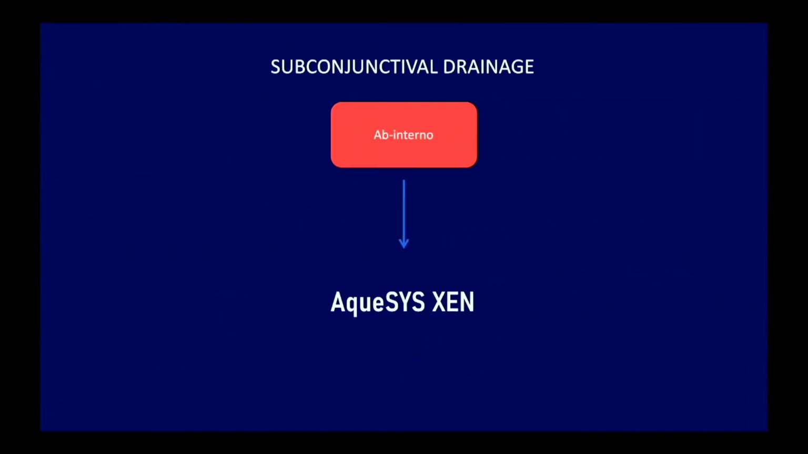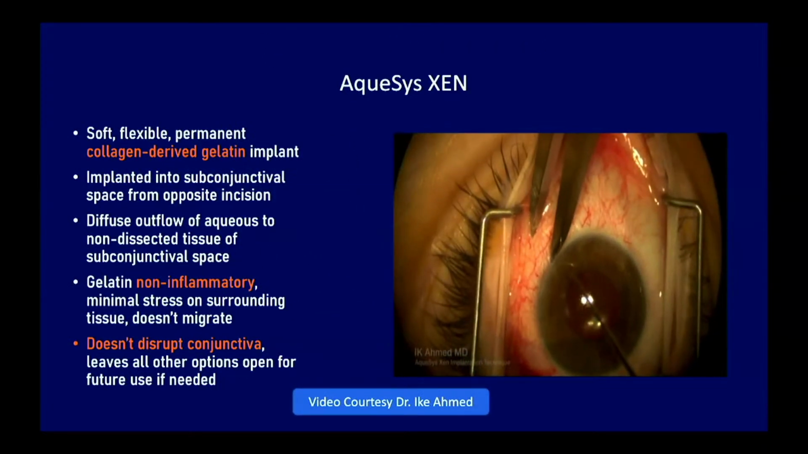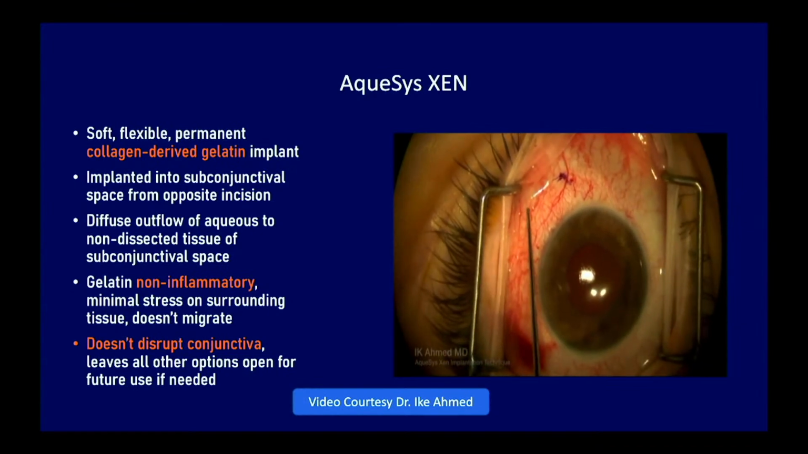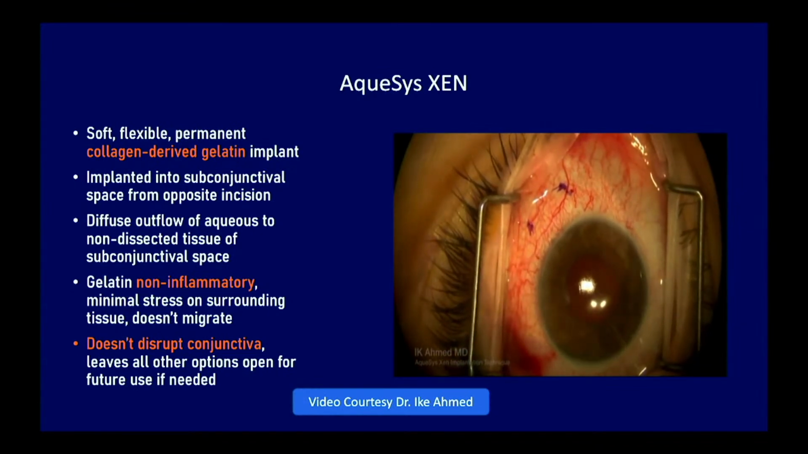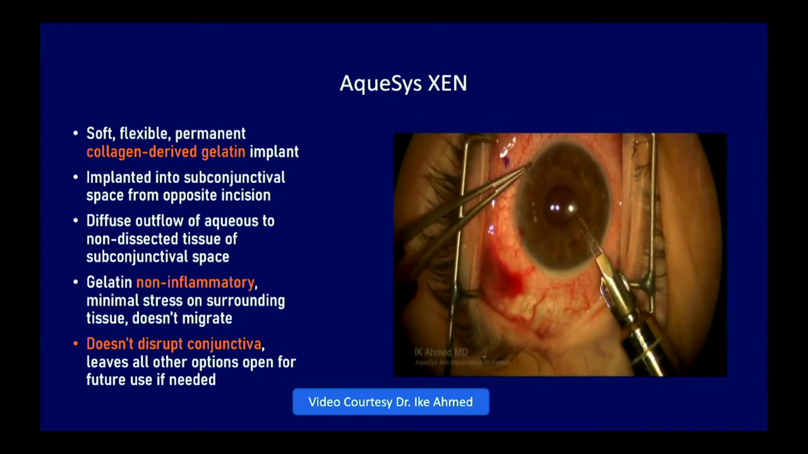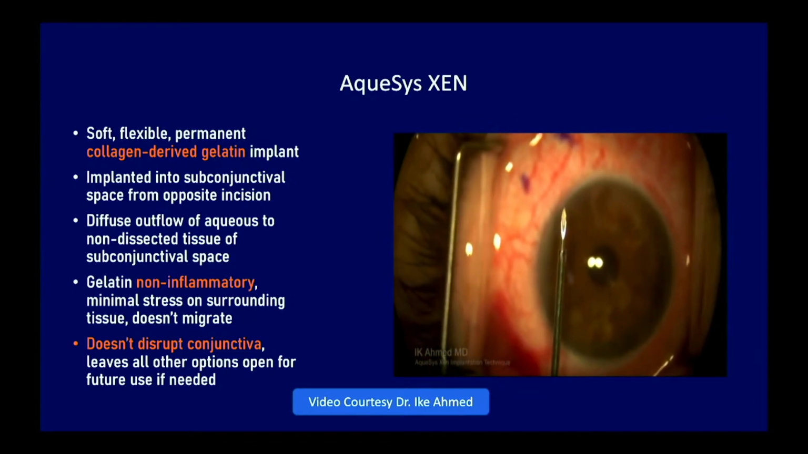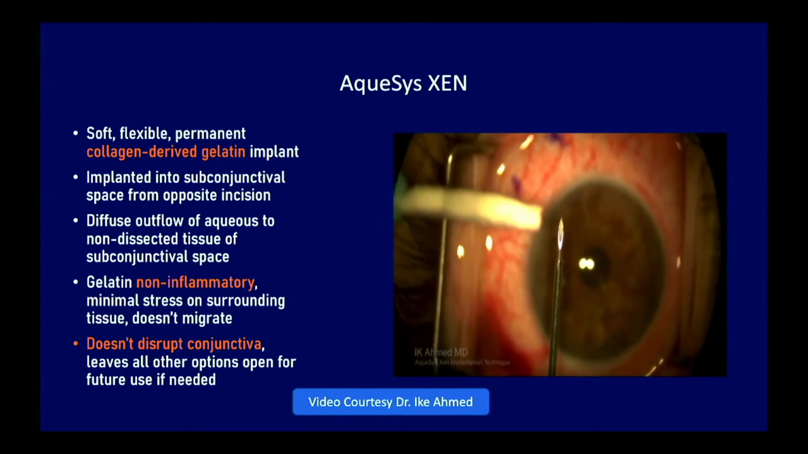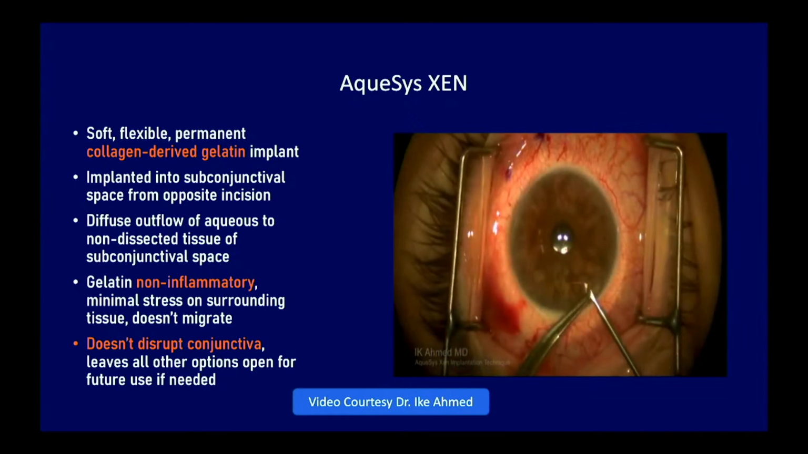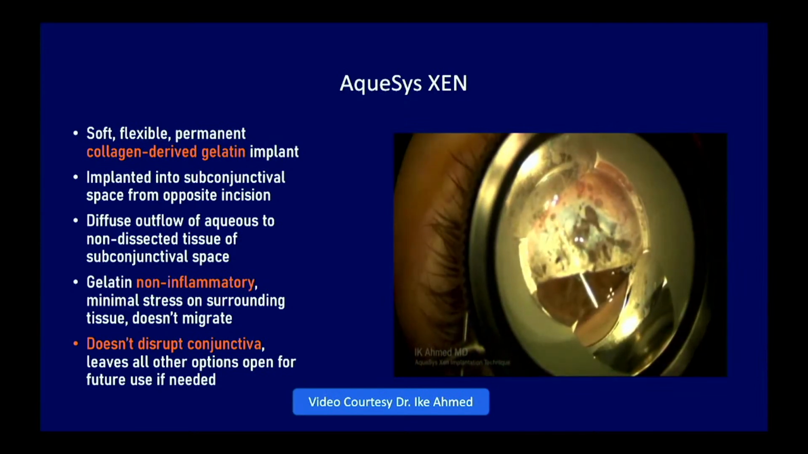So from subconjunctival, I think we'll go to some ab interno subconjunctival. Now, this is still not available. Allergan has been saying for quite some time that we'll be having this, but still not available. So it's called a Zen implant. It's a very soft, flexible, collagen-derived gelatin implant. And what it basically does is again increases the outflow. But here, people tried doing it externally, but now there is an internal way of doing it, and we are still not doing this, so this video courtesy is from my good friend Aik Ahmed.